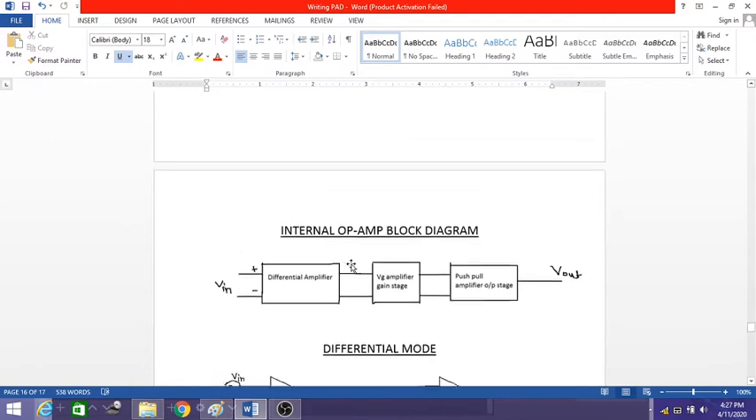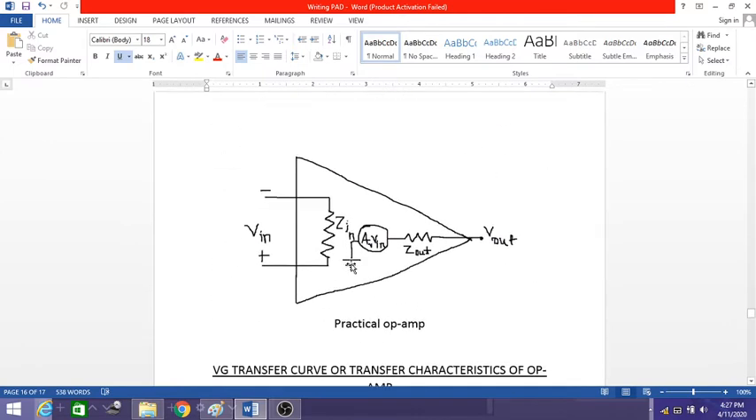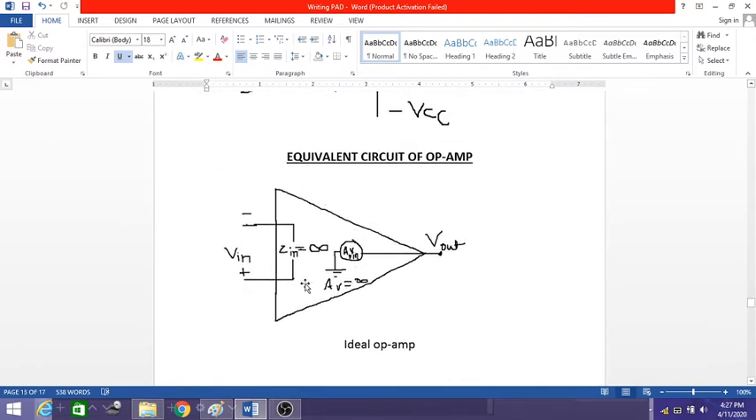And before that, in another tutorial, we discussed the equivalent circuits of the op-amp. From this equivalent circuit you can see that the op-amp has infinite input resistance, zero output resistance at the output, and an open loop voltage gain of infinity.